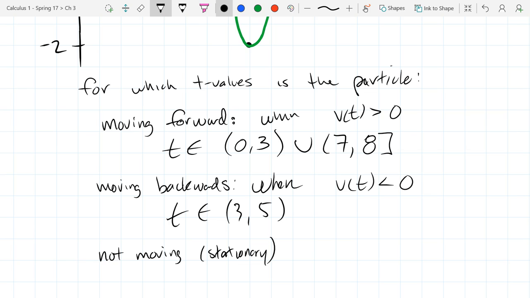So not moving, which is not forward, not backwards, stationary. What does that mean about your velocity? So it is zero, so v equals zero. So it's basically when the first two are not happening.